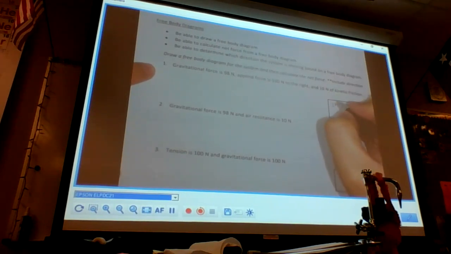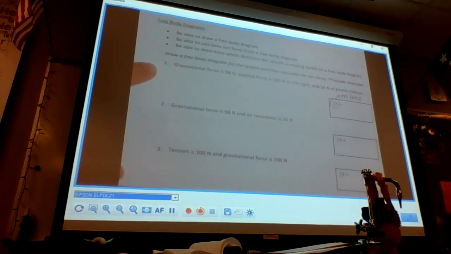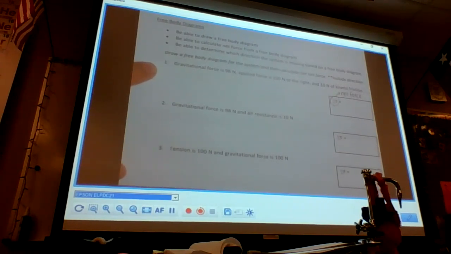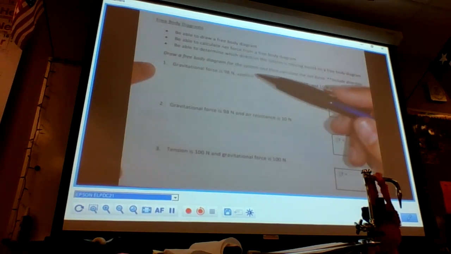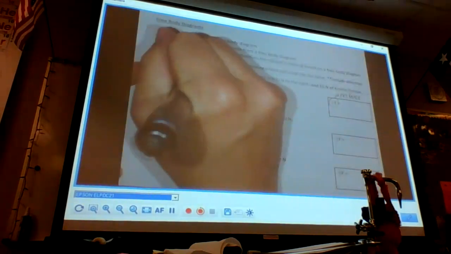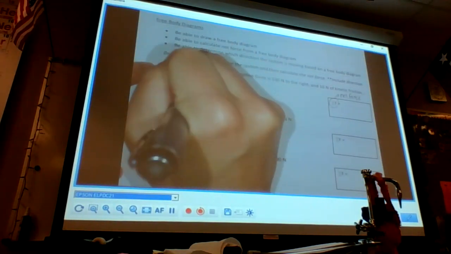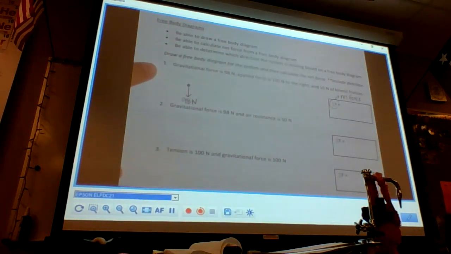This little symbol right here is the same as net force. That's a Greek symbol, and it's the sum of is what it stands for. So the sum of all the forces, that would be net force. Okay, so gravitational force is 98 newtons. Which way does gravitational force go? Down. So I'm going to draw my down arrow, and I'm going to label it with 98 newtons. Okay, so that's my gravitational force.